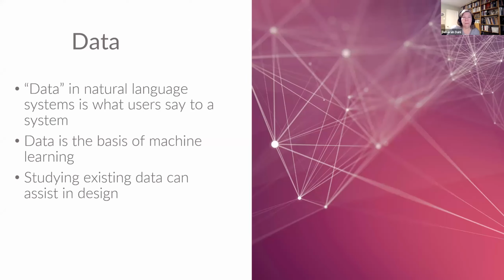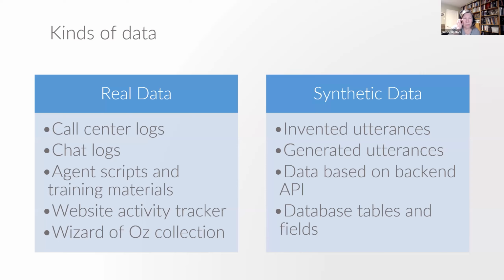In a natural language system, data is the things that the users say. It's the basis of machine learning of natural language, which is by far the most common technology that supplies natural language understanding in current systems. And so you can look at data, see what you have in there, see what people are saying. Of course, the more data, the better. Sometimes, if you have any real data, that's great. You might have, for some applications, things like call center logs, so you know what the users are saying, or chat logs if there's some kind of human chat.